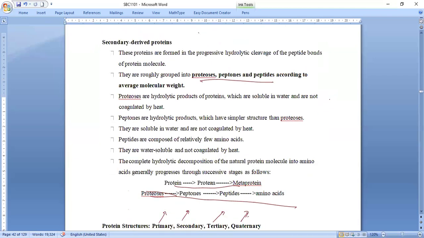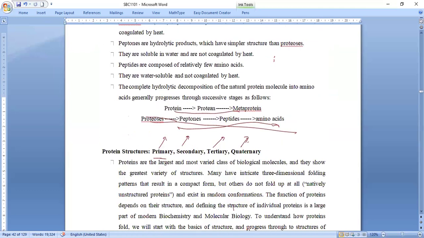And the secondary derived proteins are formed due to the hydrolytic cleavage of the peptide bond. These are proteoses, peptones, and peptides. These are the main derivatives formed due to the action of hydrolysis on peptide bonds.